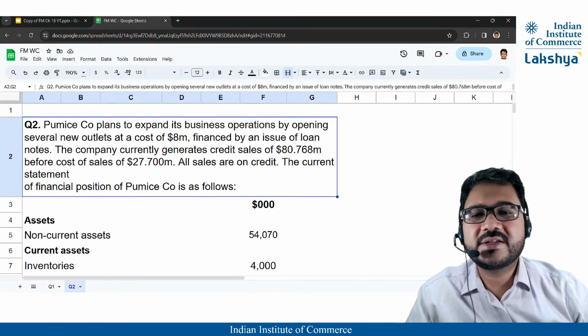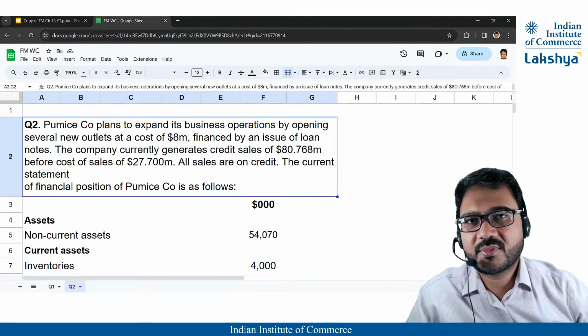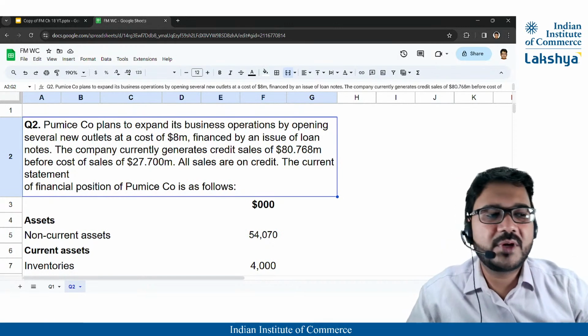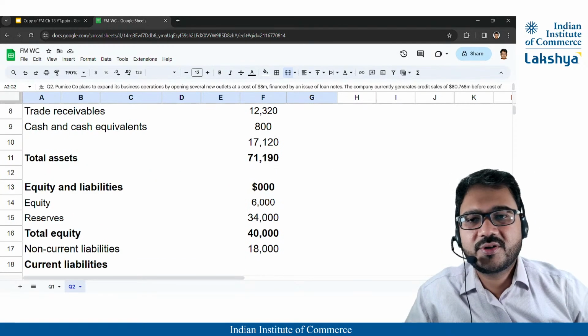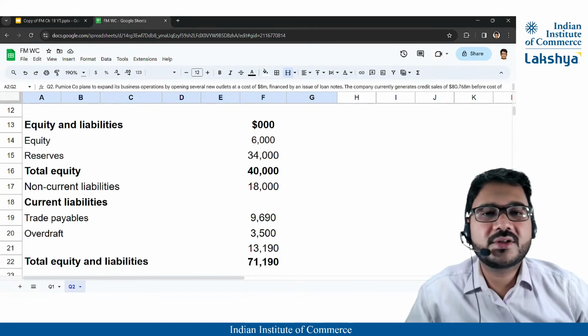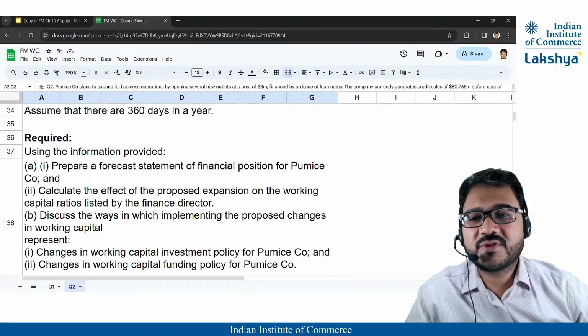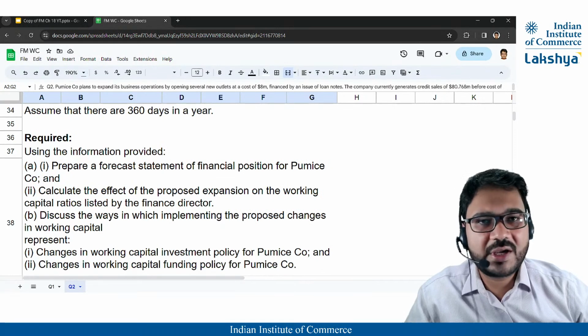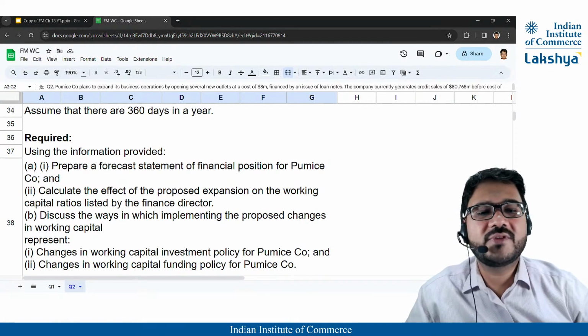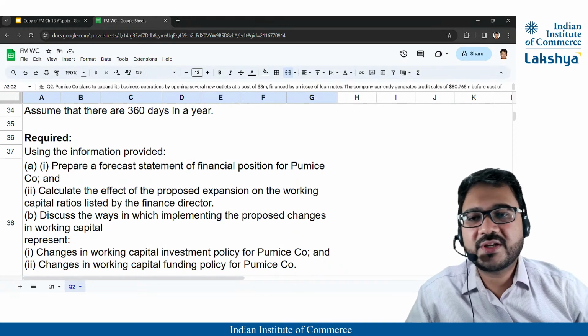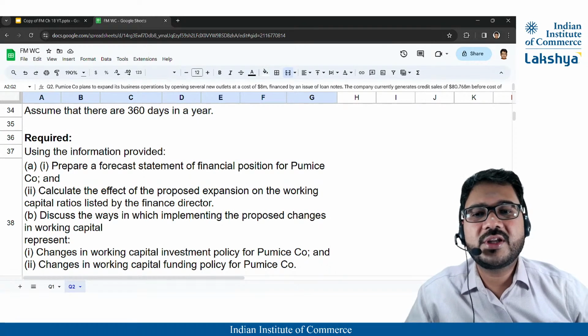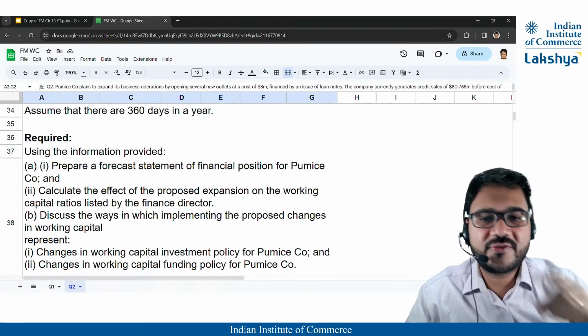Question two, as I said, is again working capital, but from cash flows. Okay, cash is another important current asset. So, like we first read the requirements, so we get a sense as to what we are finding. Using the information provided, prepare a forecasted statement of financial position for Pumis company. So we need to prepare a statement of financial position.